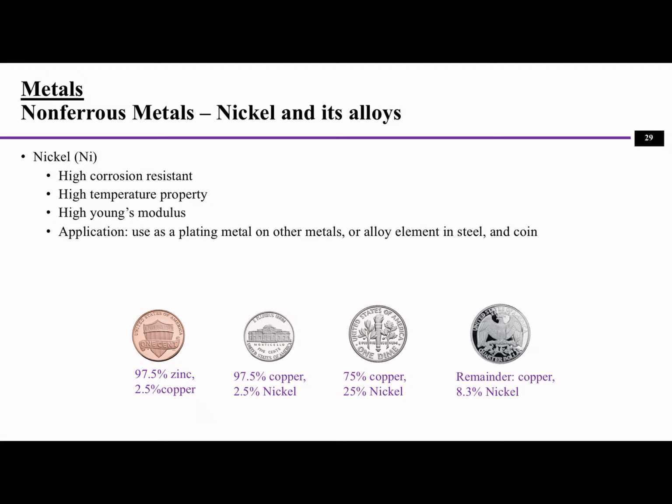Well, another metal is nickel and its alloys. Nickel also has really good corrosion resistance, so that's why it has been used a lot in coins. It has a high temperature property and also a good Young's modulus. You can see it with different other elements, and with nickel as a base material, people created different kinds of coins.